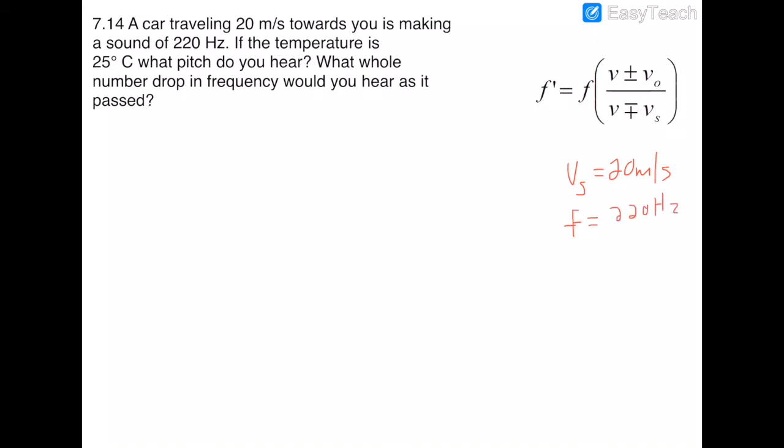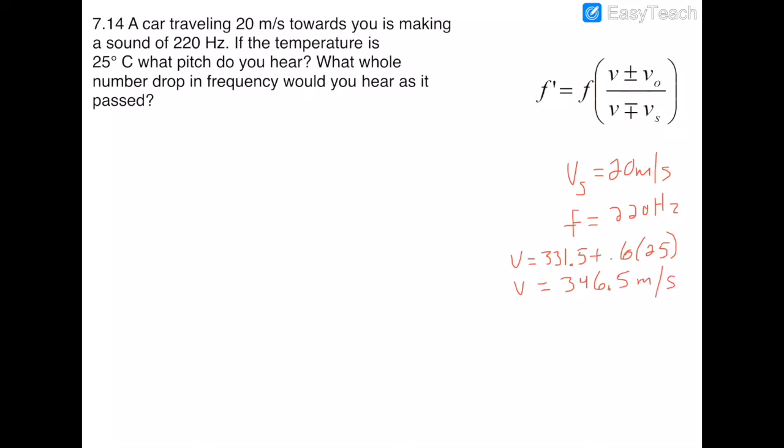If the temperature is 25 degrees Celsius, what pitch? Okay, so why did they give us 25 degrees? Well, we can figure out the speed of sound with the temperature. So that's what we're going to do. The velocity would equal 331.5 plus 0.6 times 25. That's how you figure out the velocity of the sound, if you remember. That was 346.5 meters per second. So that is V, okay?